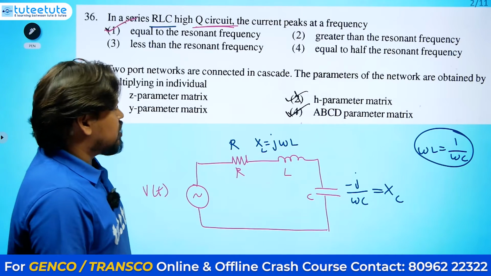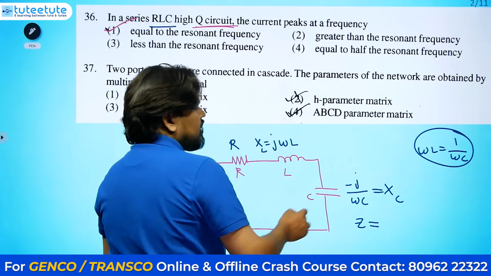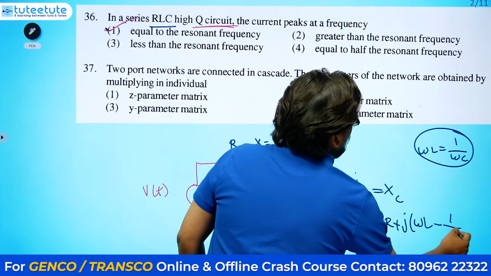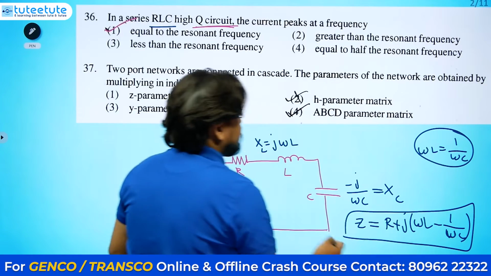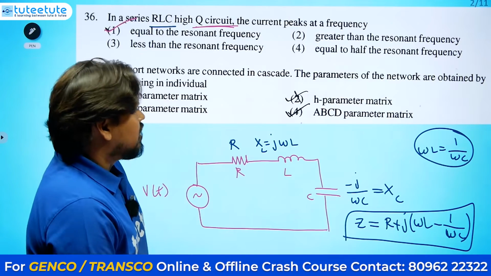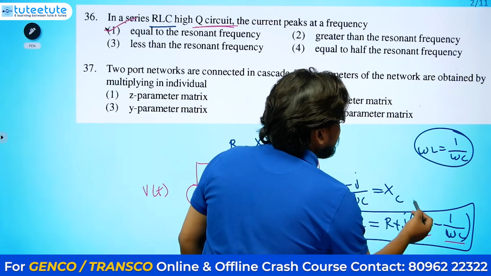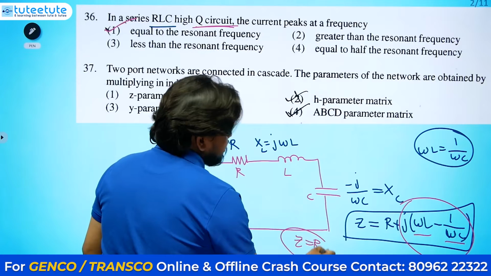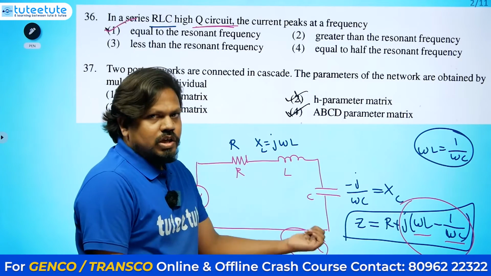During resonance condition, what is the impedance? Impedance generally we give as R plus j into omega L minus 1 by omega C, because this is a series circuit. This is the complete impedance: R plus j omega L minus j by omega C. Under resonating condition, omega L is equal to 1 by omega C, so this imaginary part becomes 0 and the impedance is equal to the resistance. So during resonance condition the impedance of the network is equal to the resistance.